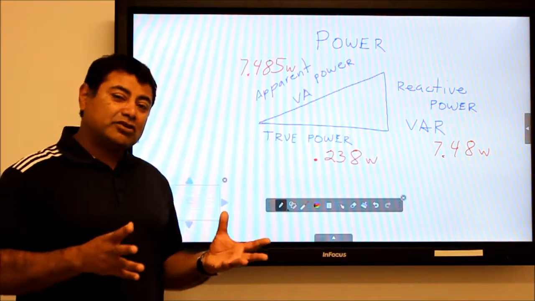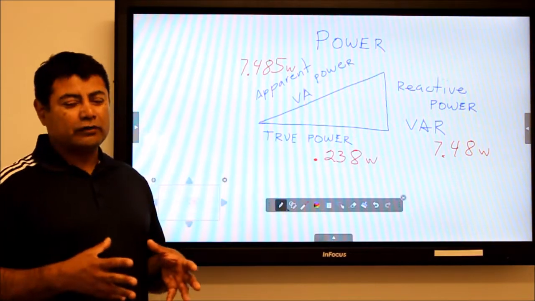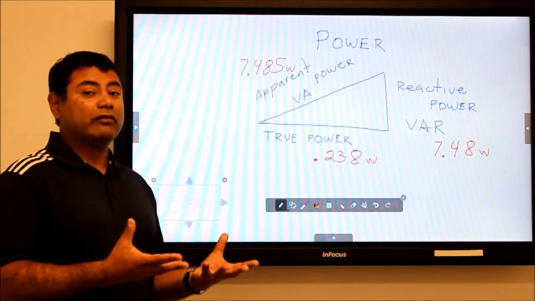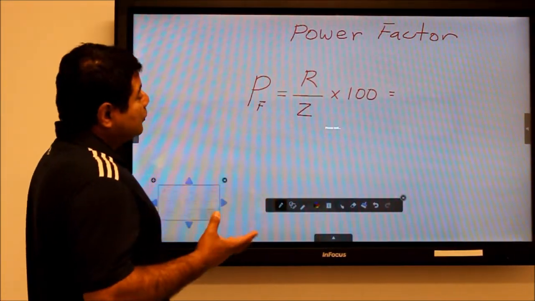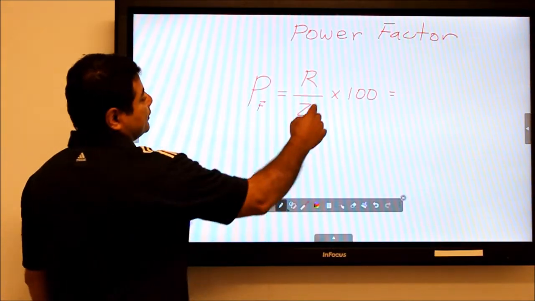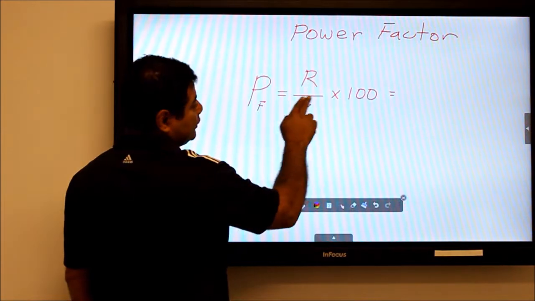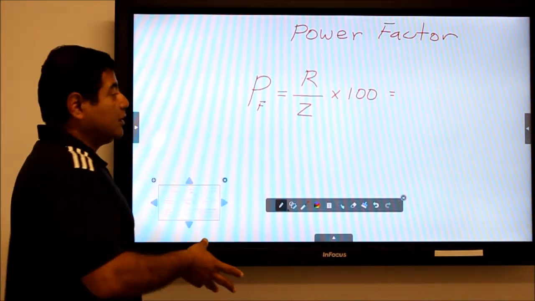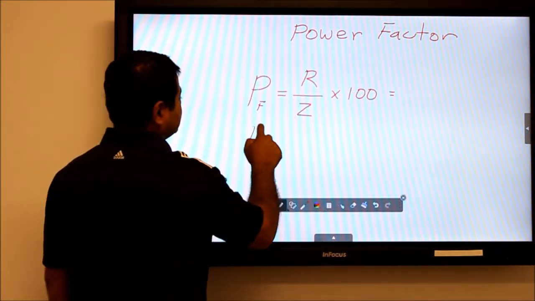The last calculation that we do is the power factor. And the power factor gives you an idea of how efficient your circuit is. So of course you want a high power factor. So let's calculate that. In order to calculate the power factor, you get the resistance of your resistor and you divide it by the impedance of the overall circuit. And once you get that fraction, you just multiply by 100 and that gives you a percentage.